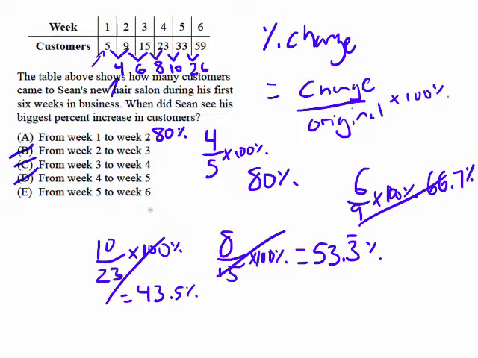Now E is actually the most tempting looking of the ones besides week 1 to week 2, right? So we need to beat 80%. And when we look at weeks 5 to 6, what we have right now is we've got a change of 26 over a starting value of 33 times 100%. We put that in the calculator. 26 over 33. Ooh, that's pretty close. 78.8%. That's pretty close to 80%, but it doesn't beat it. So, cross off E, the answer is A.